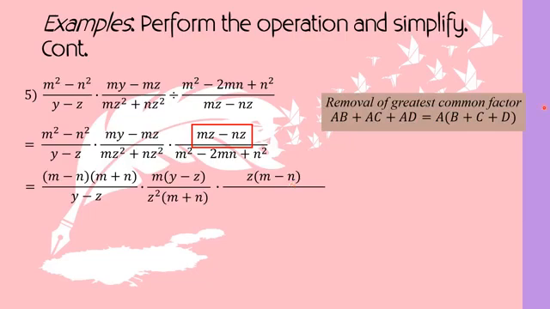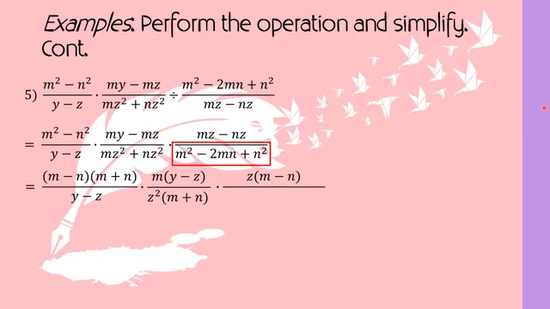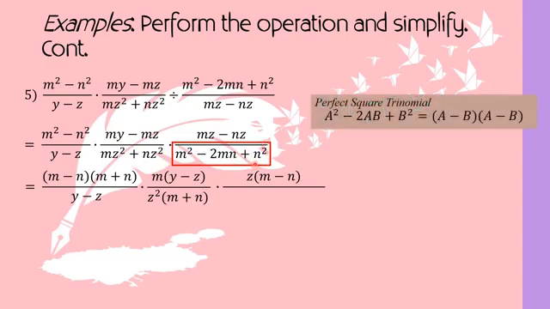Let's proceed with factoring our next polynomial, m squared minus 2mn plus n squared. Observe that our first term is a perfect square and our last term is a perfect square, and this is a trinomial. The middle term is 2mn, where m is the square root of m squared and n is the square root of n squared. This is in the form of a perfect square trinomial: if you have a squared minus 2ab plus b squared, the factor is a minus b times a minus b. Applying this concept, the factor now is m minus n times m minus n.